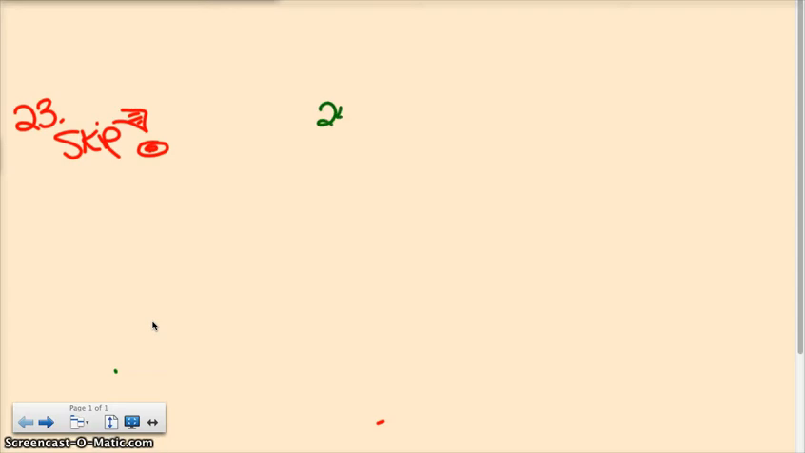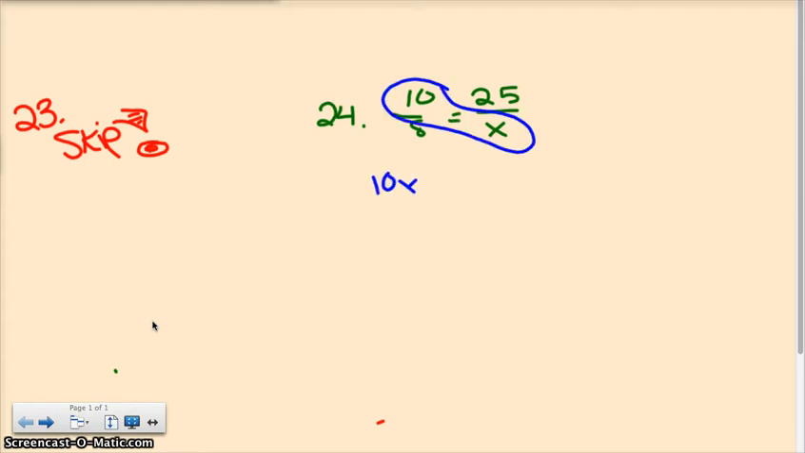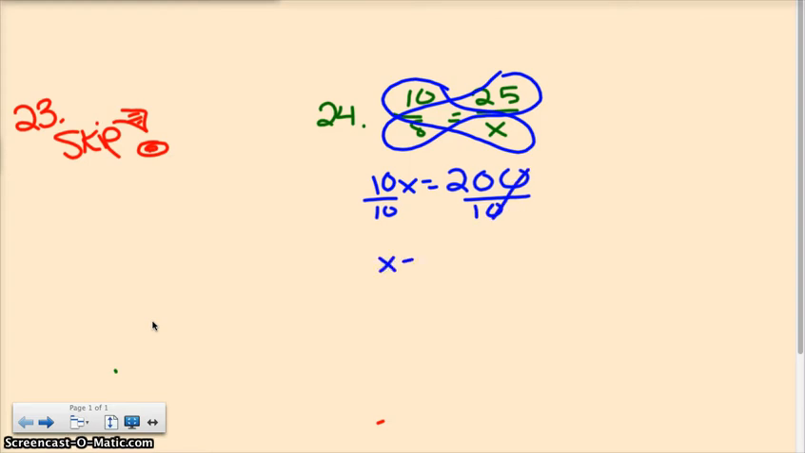24. 10 over 8 equals 25 over x. It's a proportion, so I can set the cross products equal to each other. 25, if I have 8 quarters, I'm going to have $2. Divide through by 10. And my final answer is 20, which is letter B.